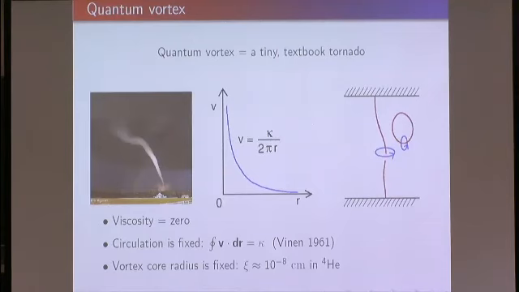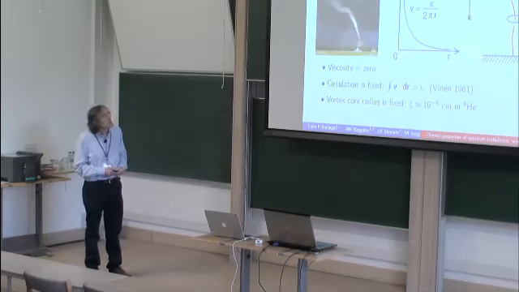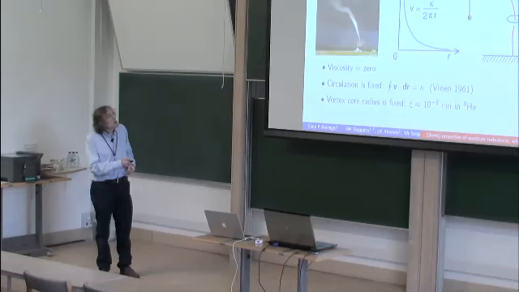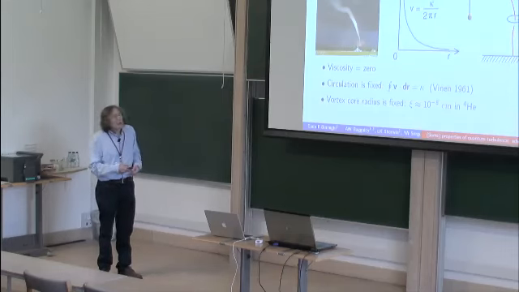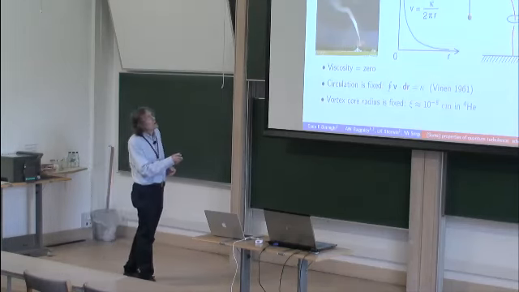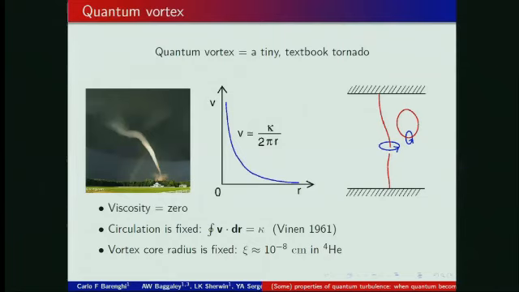So if you put things together, lack of viscosity, fixed circulation, essentially one-dimensional objects, you really get what you find in the books like Lamb's or simple fluid mechanics books. You have a vortex line with a velocity field which is proportional to 1 over r, as indicated here, and these vortex lines either terminate at boundaries or free surfaces, or they're closed and they make some kind of loops. So this is what I mean by a quantum vortex.